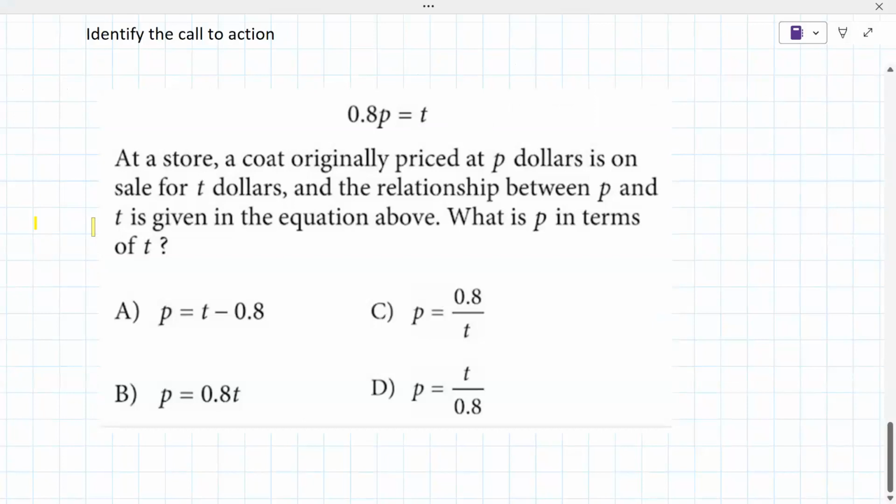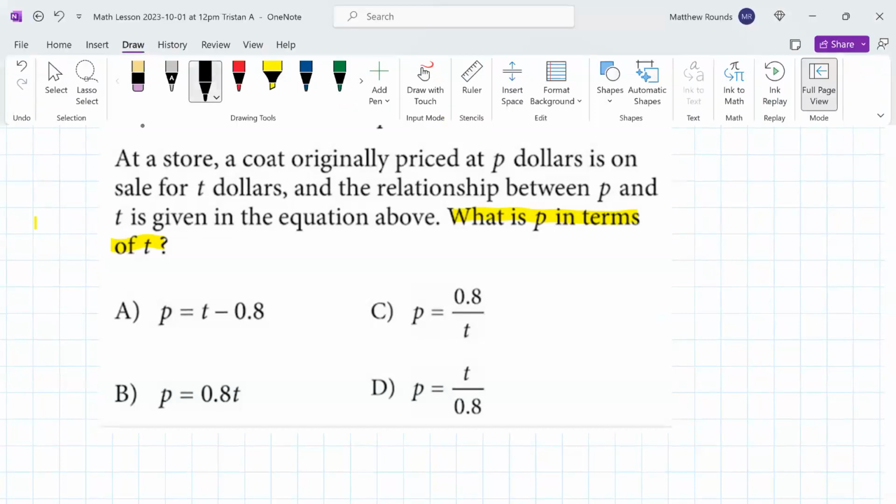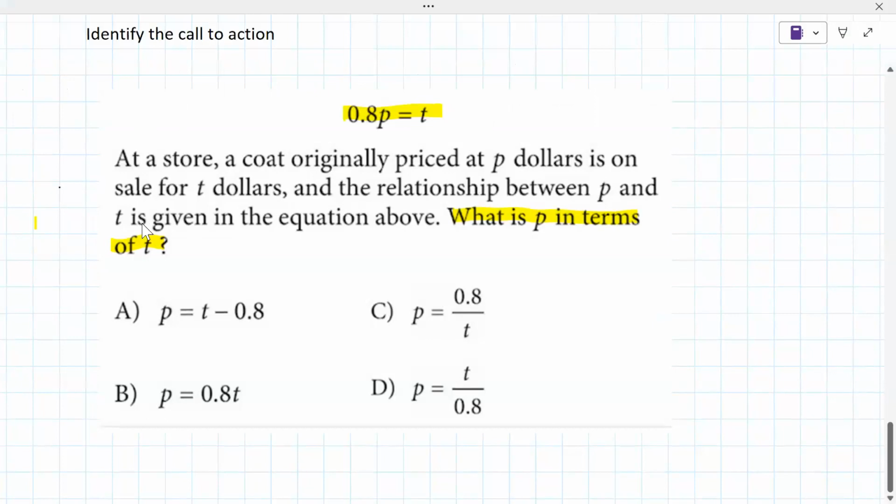What is P in terms of T? There's the equation. Now I know you can go back and read it, but do you think anything in these three lines is going to be useful for solving this? Probably not, but let's read it just to find out.